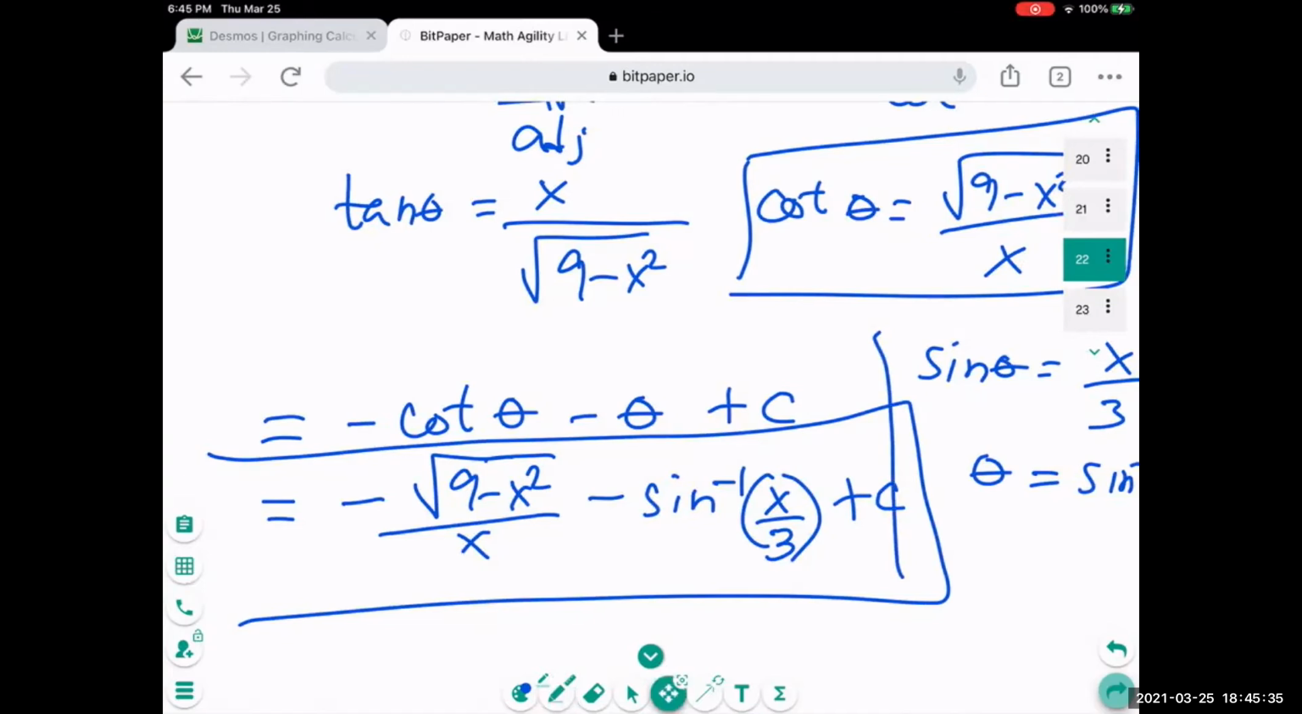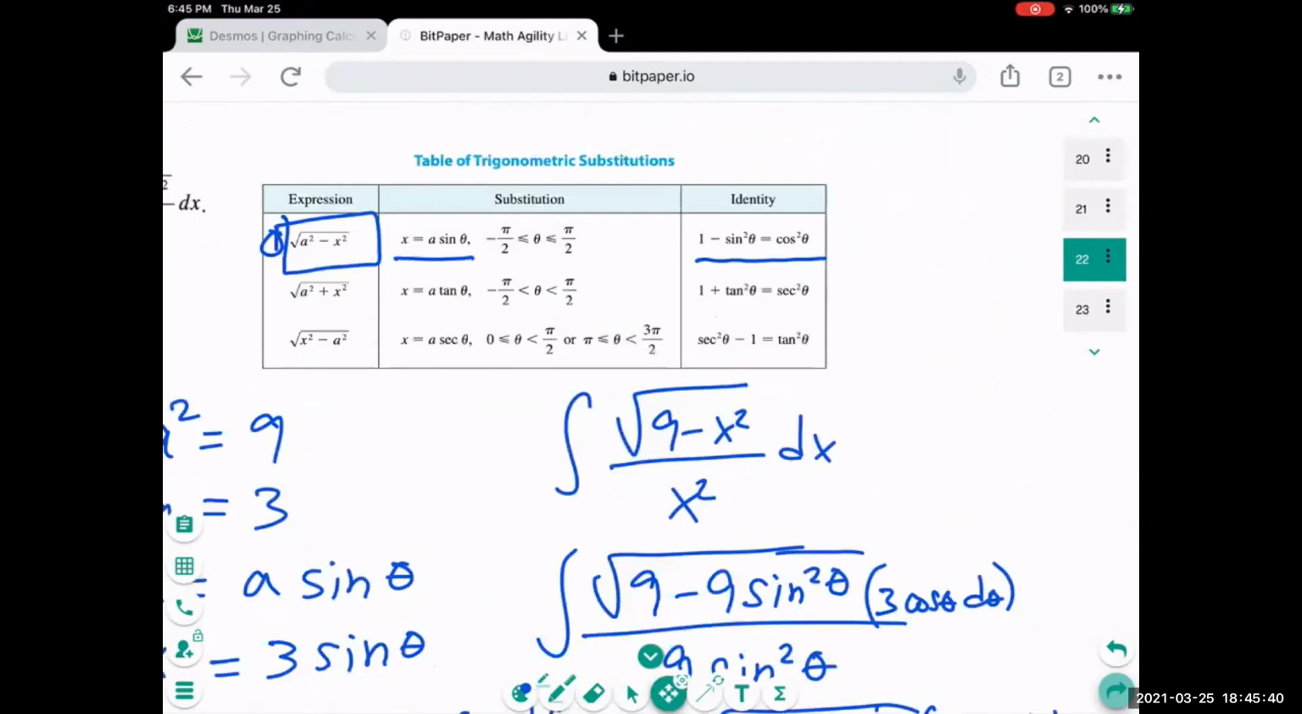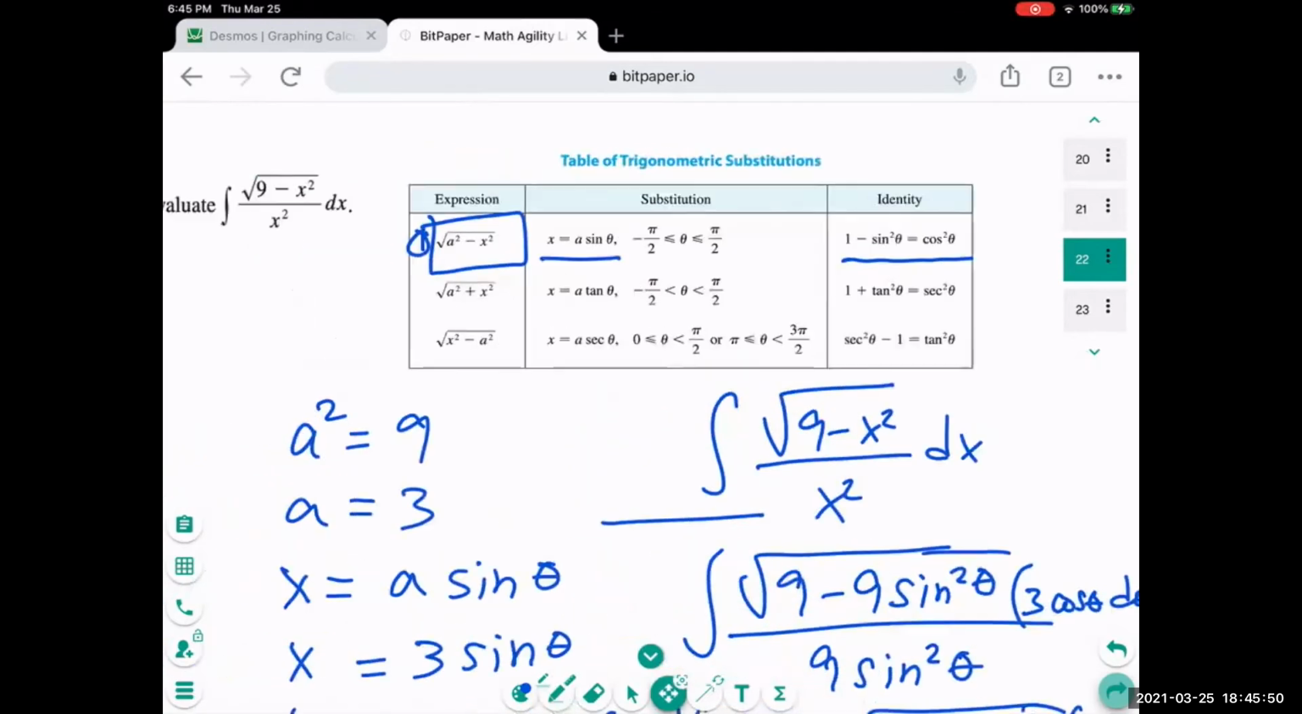So let me show you again the table. So yung first expression yung ginamit natin since yun yung related dun sa integral natin, which is the 9 minus x squared, and then we use the substitution x equals sine theta, and then yung identity 1 minus sine squared theta equals cosine squared theta yung ginamit natin dito sa ating integral. All right. So let's move to another example.